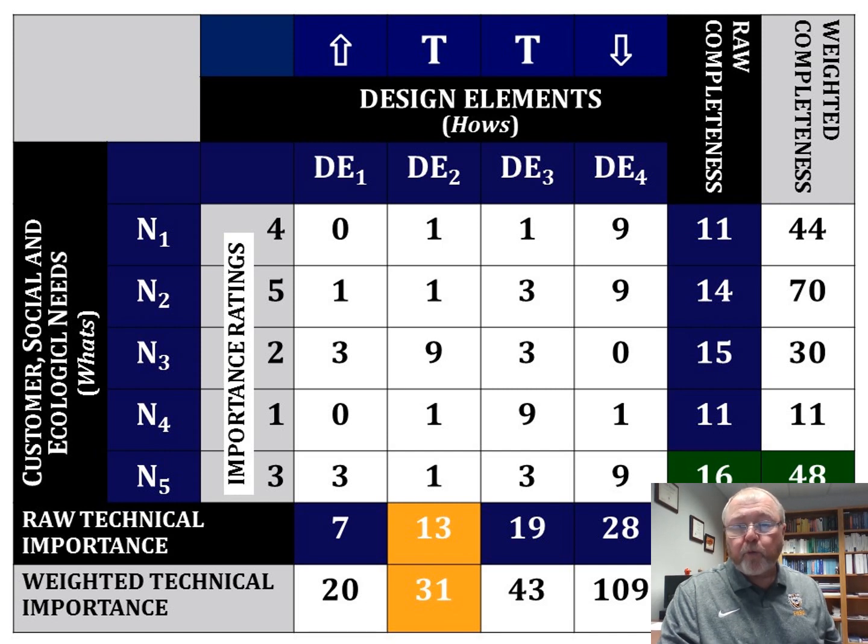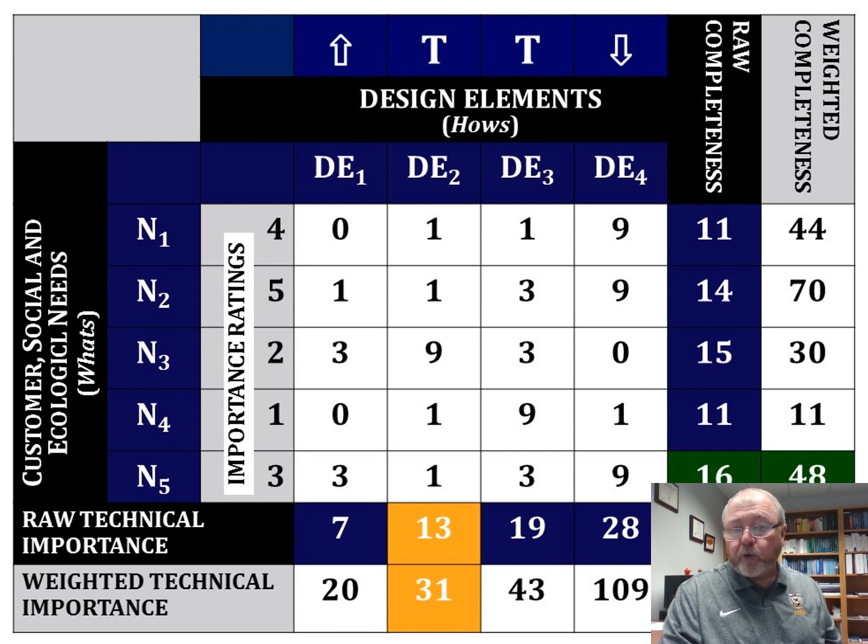I prefer the raw completeness values, which would be to just add up the values of the relationships in the table. 0 plus 1 plus 1 plus 9 is 11. For need 2, 14. For need 3, 15. For need 4, 11. For need 5, 16. Need 5 is the one we're going to be able to best fulfill.